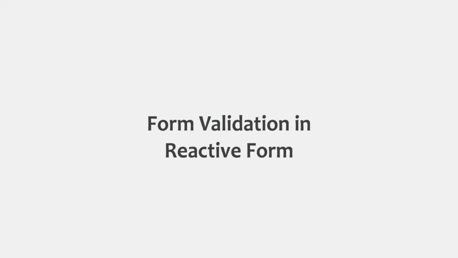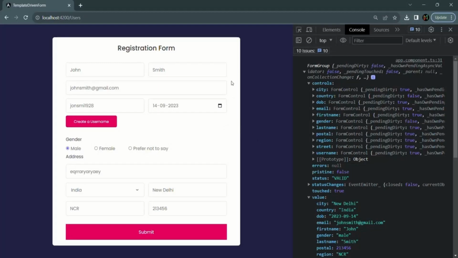In the last lecture, we learned what is a reactive form and how we can create a reactive form. Now, in this lecture, let's learn how we can perform validation on the form controls of a reactive form. So, in the last lecture, we created this form using the reactive form approach.